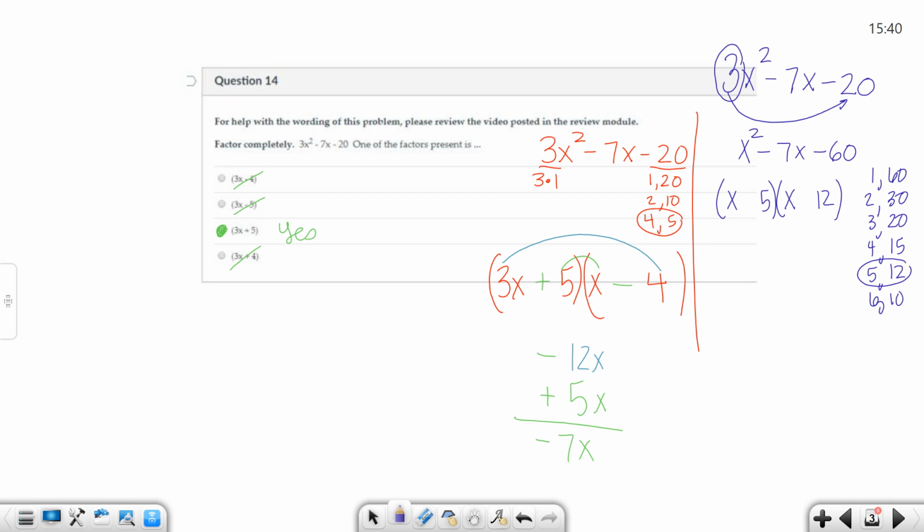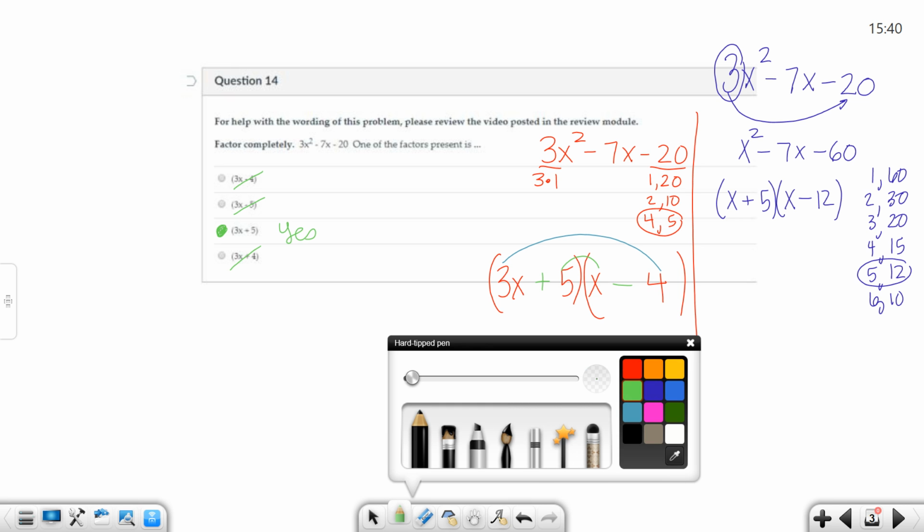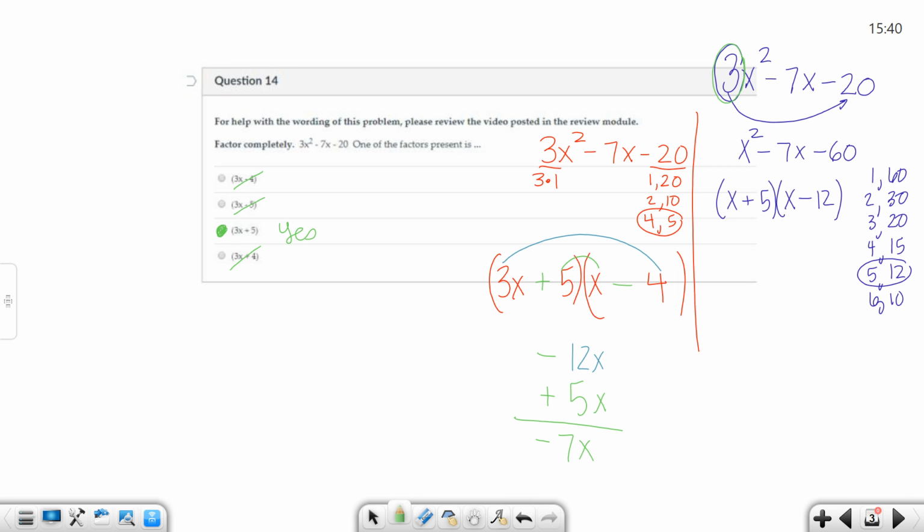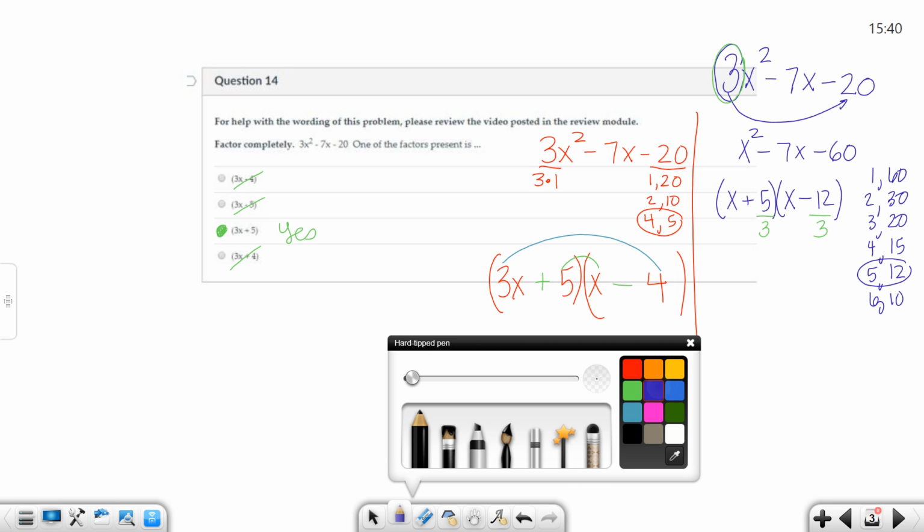Okay, when I put my signs in, my signs are different, and the bigger one should be negative. Now, of course, x plus 5 and x minus 12 is not the correct answer. Remember earlier when we brought this 3 up? Well, what you do now is you bring the 3 back down. So you're going to put the 3 right here where you see it highlighted in green.